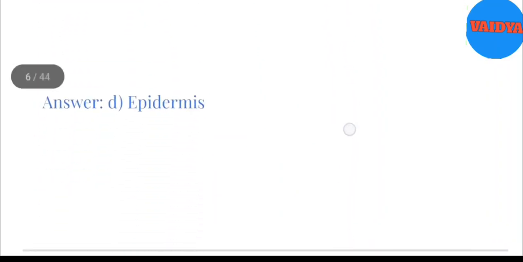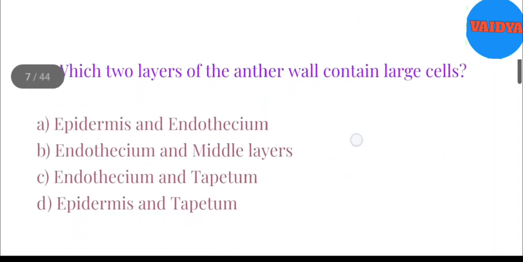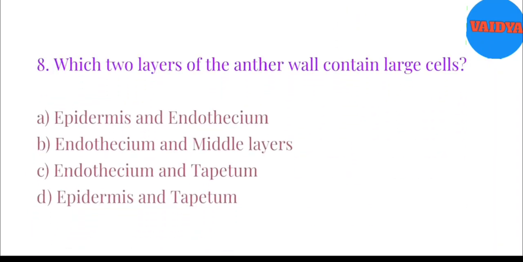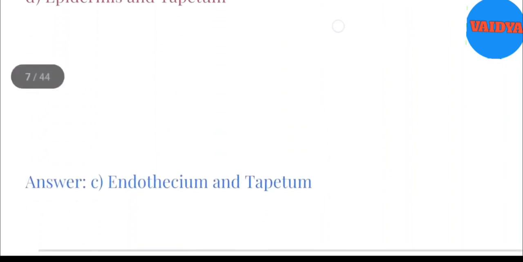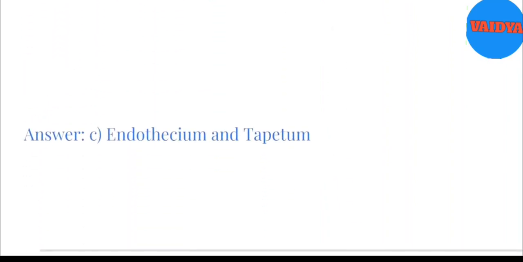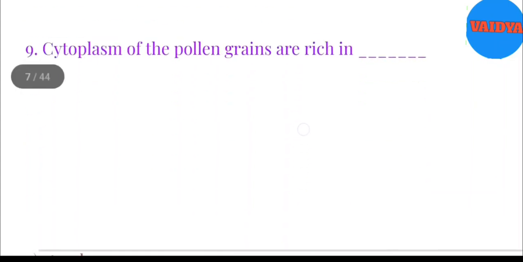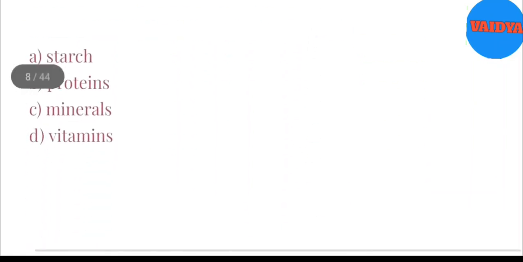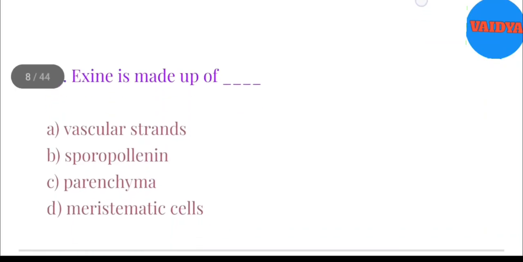Epidermis. 8. Which two layers of the anther wall contain large cells? A. Epidermis and endothecium. B. Endothecium and middle layers. C. Endothecium and tapetum. D. Epidermis and tapetum. Answer: C. Endothecium and tapetum. 9. Cytoplasm of the pollen grains is rich in? A. Starch. B. Proteins. C. Minerals. D. Vitamins. Answer: A. Starch.